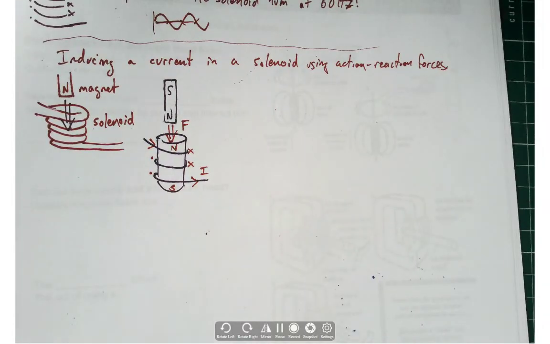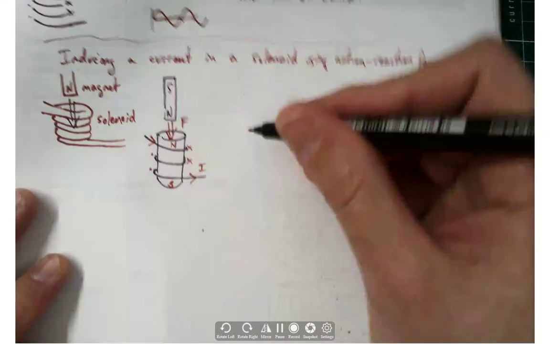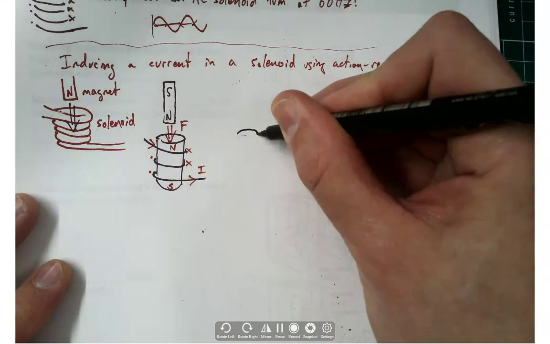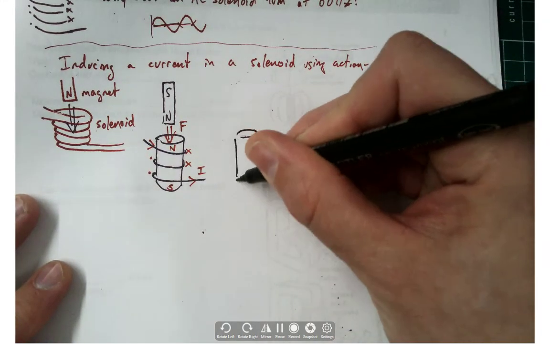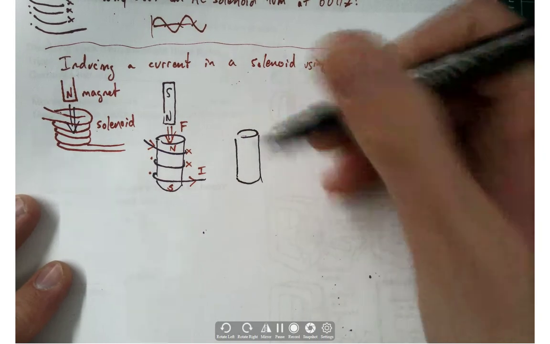Well, let's draw this again because I want to see if we can change it. Draw my toilet paper roll again. Remember, you got to use your right hand. Don't use your left hand or else it won't work.